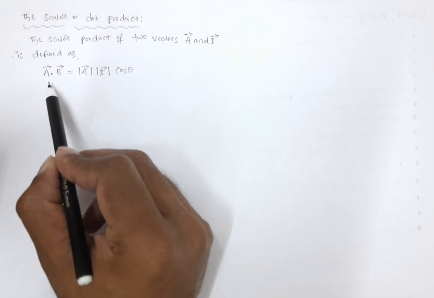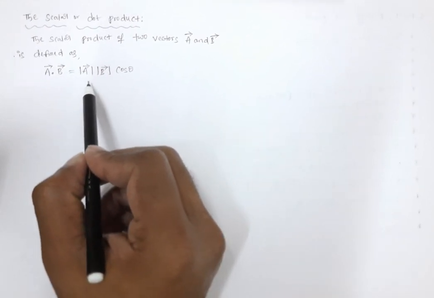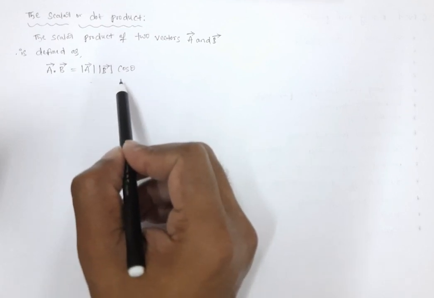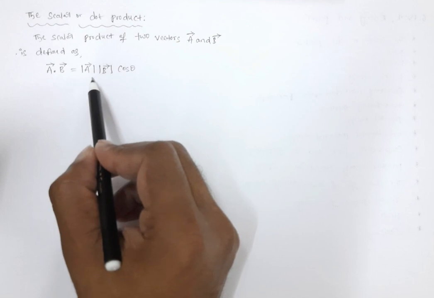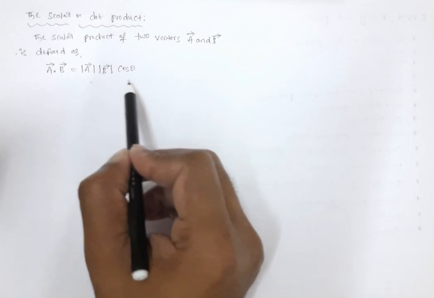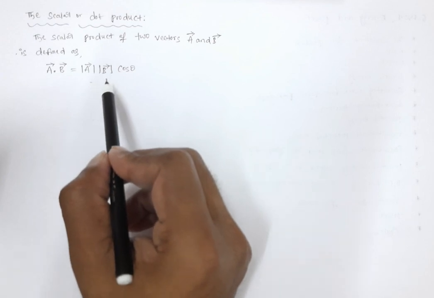So the dot product of two vectors is equal to the magnitude of the product of the two vectors and the cosine of the angle between the two vectors. So here this is magnitude of the first vector, this is the magnitude of the second vector, and cos theta. Here theta is the angle between the two vectors a bar and b bar.